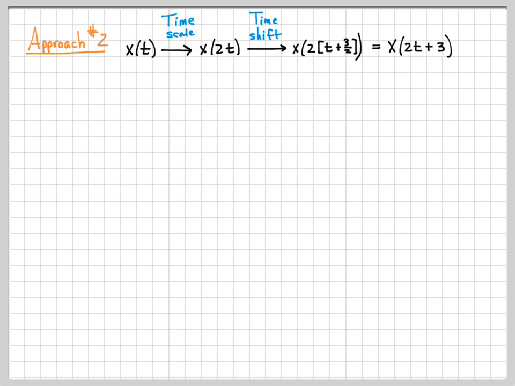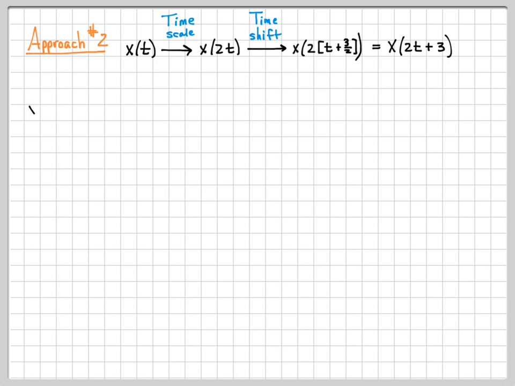So this is why in the lecture I was saying order matters. There are different ways to get to x of 2t plus 3, and you just have to be careful on how you do it. Remember, time shifts mean replace t with a new quantity. In this case, we had to replace it with the quantity t plus 3 halves, and then when you distribute the 2, you get the 2t plus 3 just like you want.